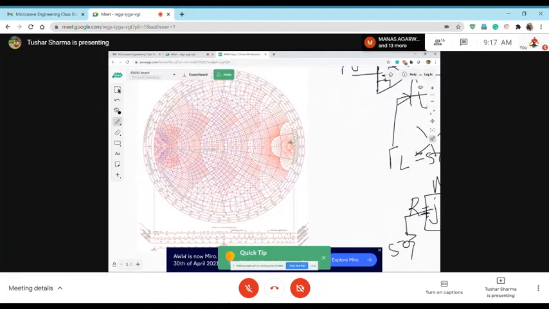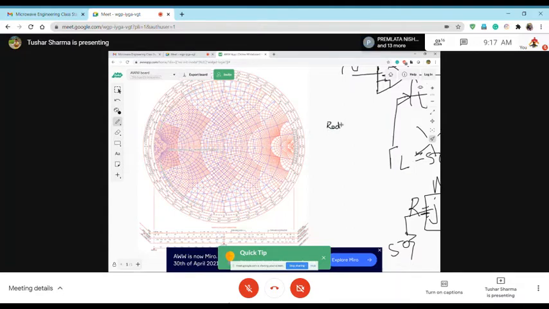I explained to you last time that there are two circles on the Smith chart, the red ones and the blue ones. The red circles which you see here like this and like this. The quality of the Smith chart is so bad.